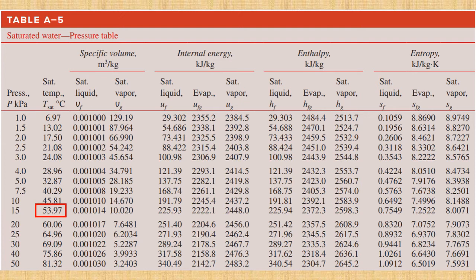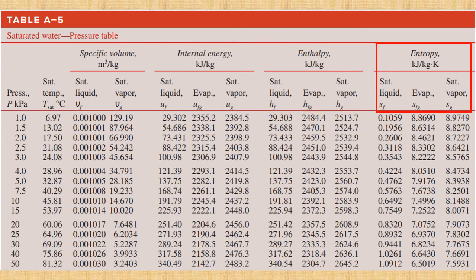Each row also contains the specific property values for saturated liquid and vapor, namely the specific volume Vf and Vg, specific internal energy Uf, Ug, Ufg, specific enthalpy Hf, Hg, Hfg, and specific entropy Sf, Sg, Sfg.